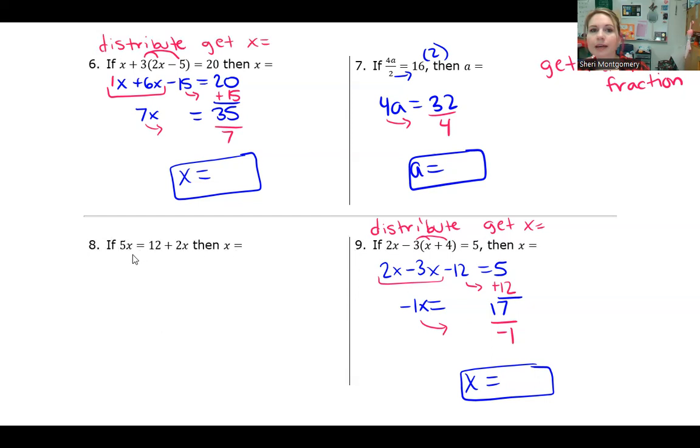For question number 8, this one is tricky because we have a variable on both sides. We have a 5 and we have a 2. Which one is bigger? 5. So we're going to move the 2 over to the 5. So it's adding on this side. So we subtract 2x. 5, 4, 3. So we get 3x is equal to 12. What times 3 equals 12? 4. Very good. That's your answer.